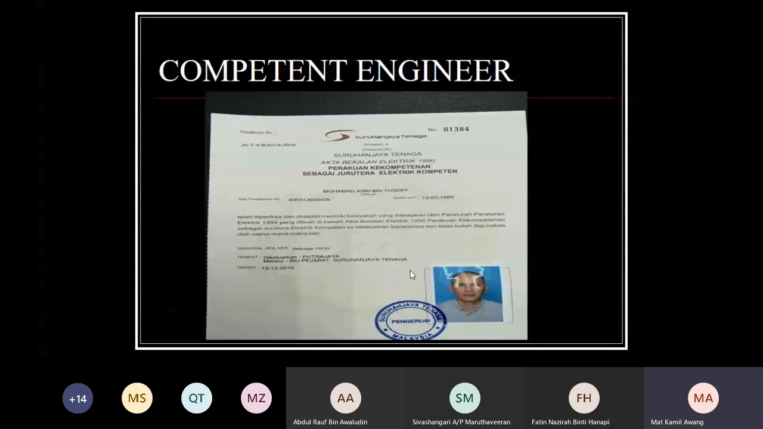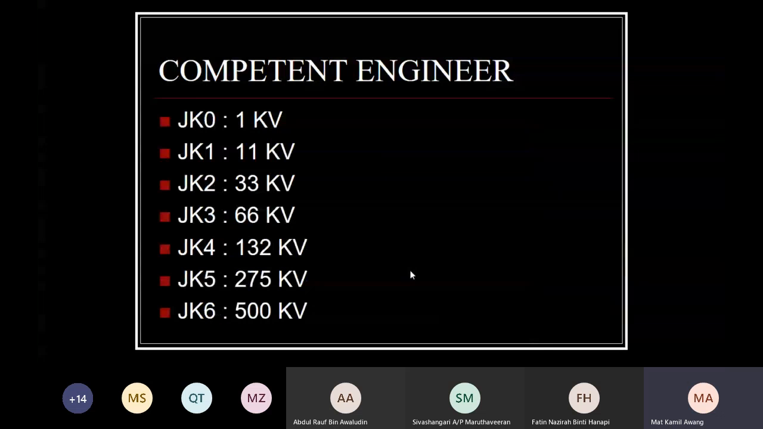So these are the levels of the competent engineer under the Suruhanjaya Tenaga. JK0 is up to 1 kV. JK1 is up to 11 kV. JK2 is up to 33 kV, and so on until JK6, which is 500 kV.